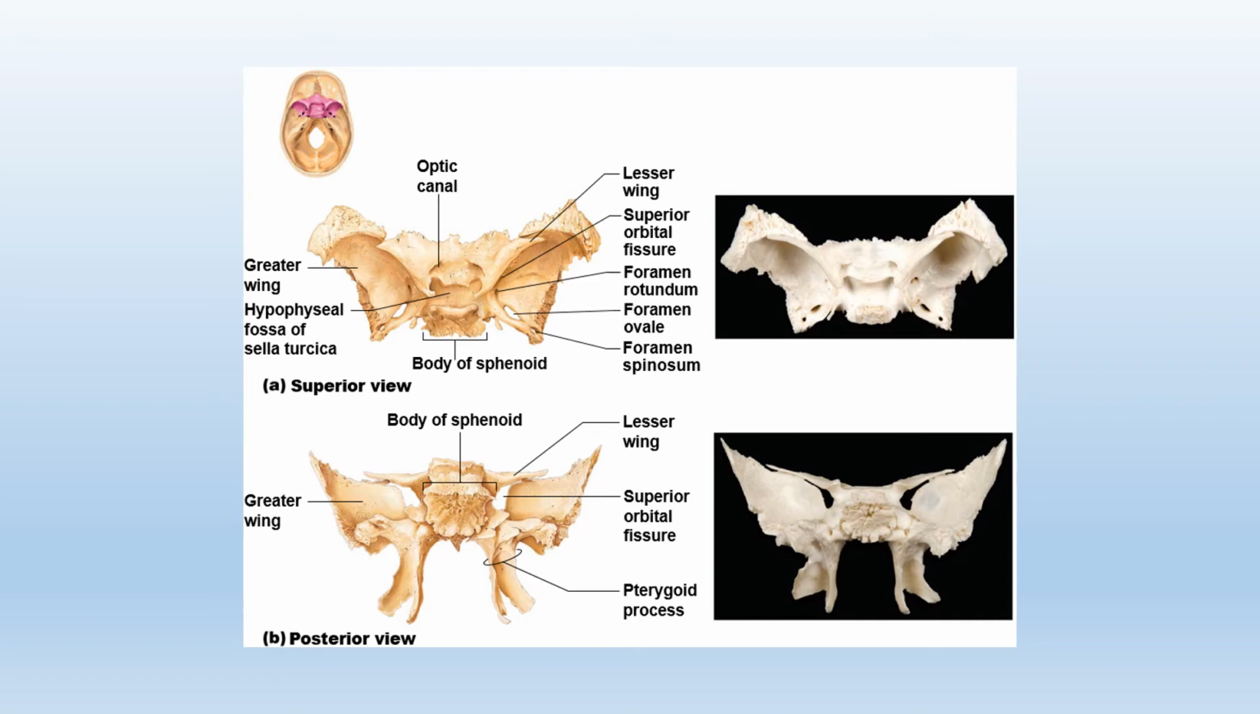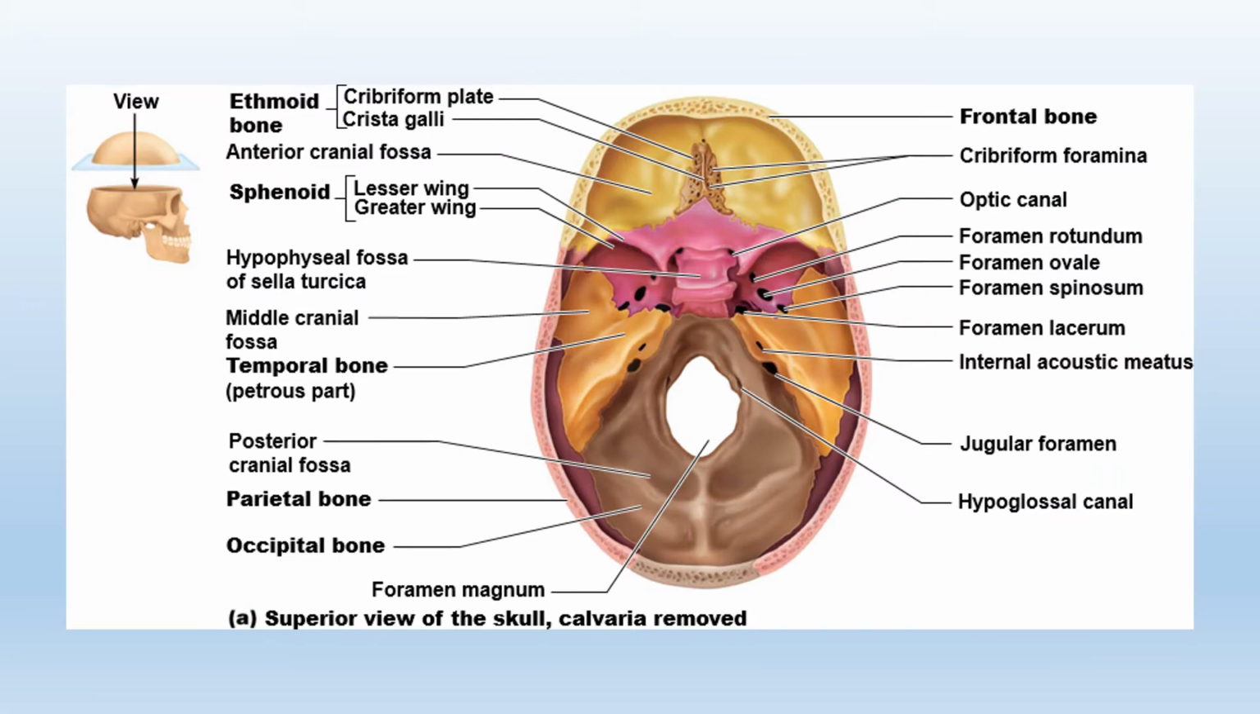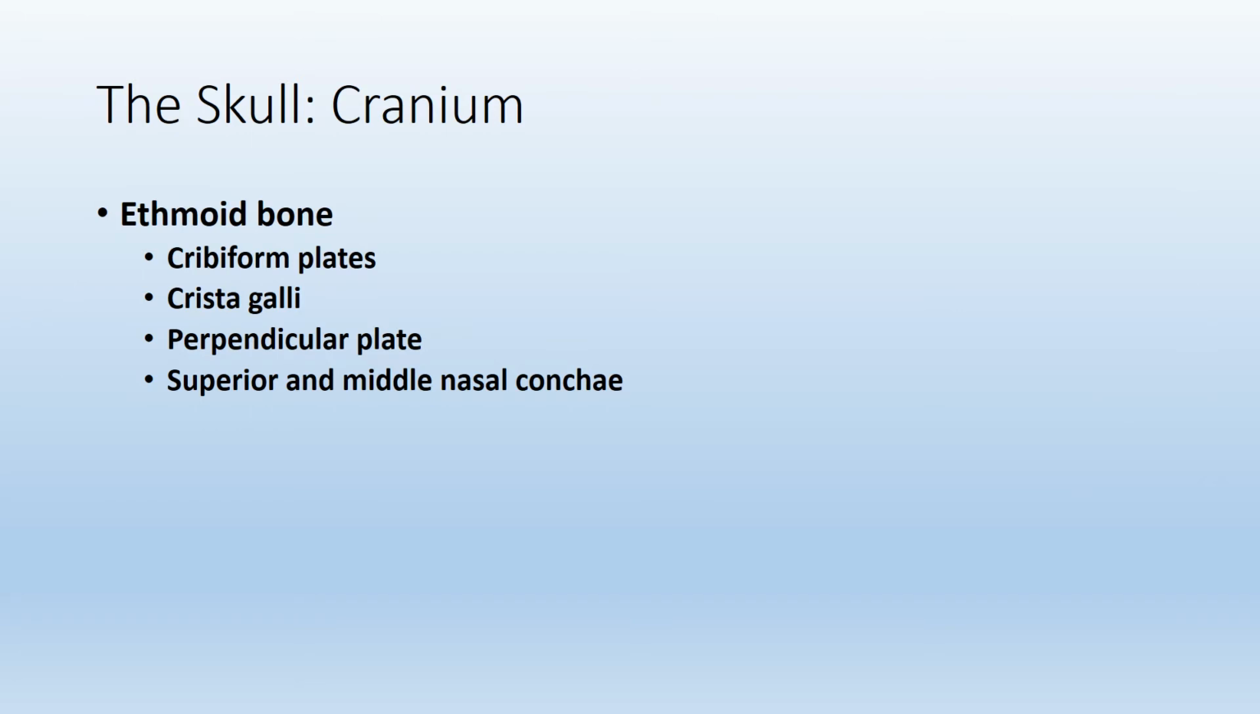Here is a picture of the sphenoid bone disarticulated from the skull. You will not be given a picture of this to identify, but you are able to see all of the bone markings on the sphenoid bone on this slide. This is a slide that you should be familiar with by now.